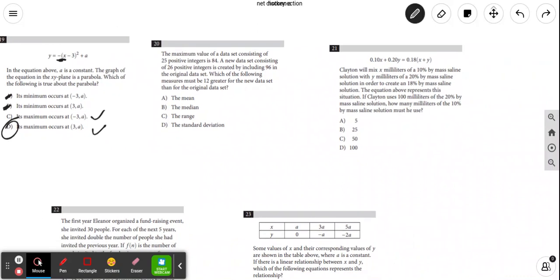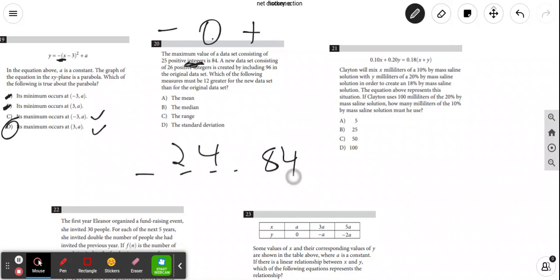Okay, let's move on to number 20. The maximum value of a dataset consisting of 25 positive integers is 84. So integers mean no decimals, whole numbers only. A new dataset consisting of 26 positive integers is created by including 96 in the original dataset. So there are 24 other values, and 84 is the highest value.